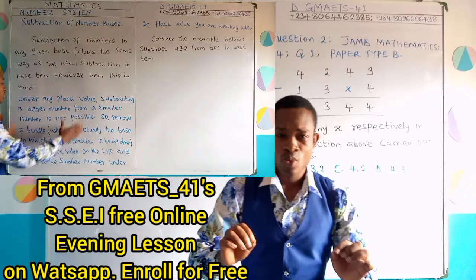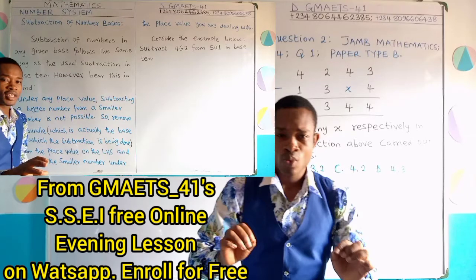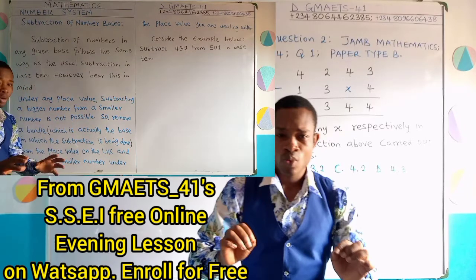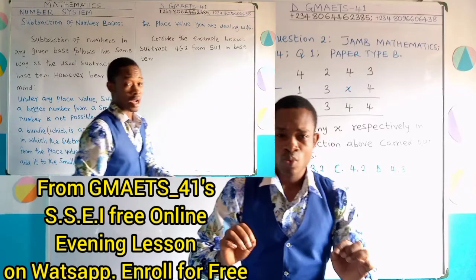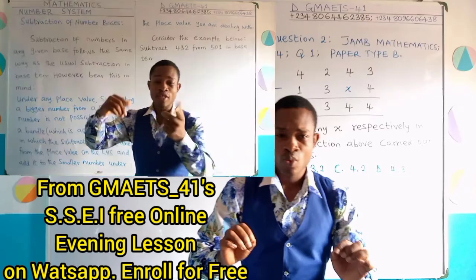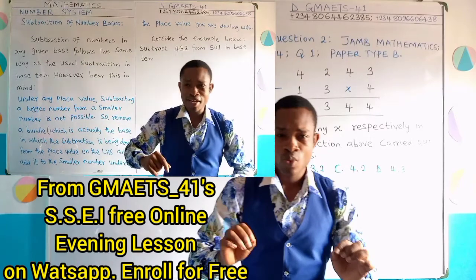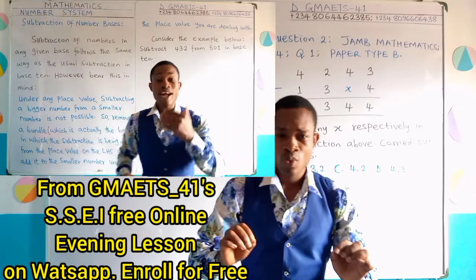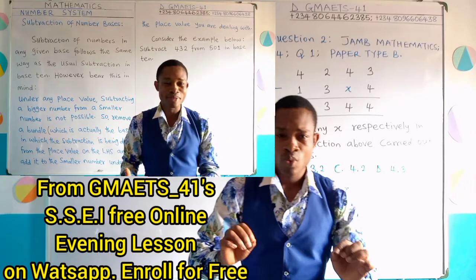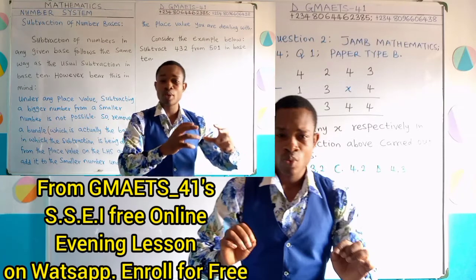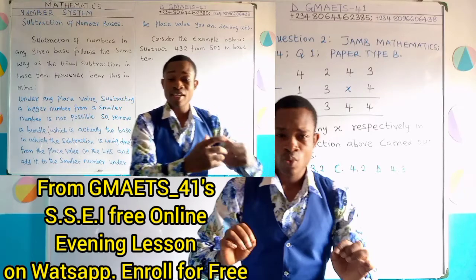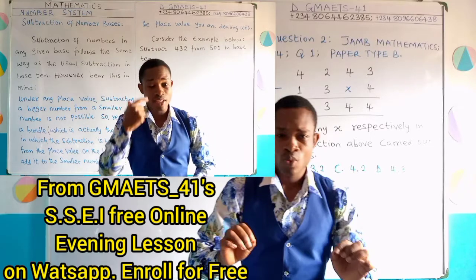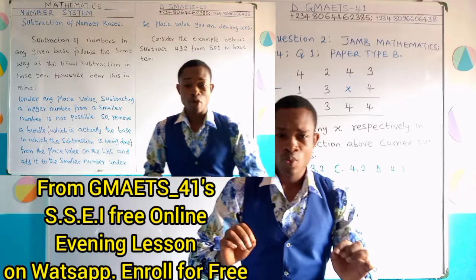Let us read through these and see, please. Under any place value, subtracting a bigger number from a smaller number is not possible. This is what we know already, okay? Like if you're doing your place value, hundreds, tens, units, and in a particular place value you have maybe 2 minus 6, that 2 minus 6 is not possible. That's what we usually say. And so it will require that you borrow from the next higher place value and add up before you continue with the subtraction.